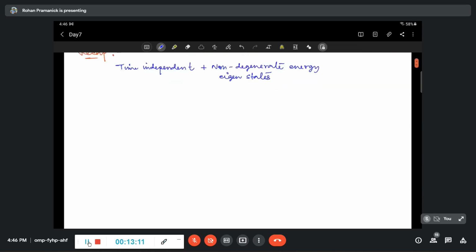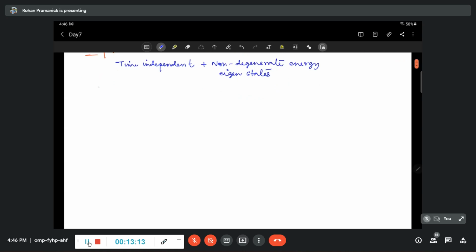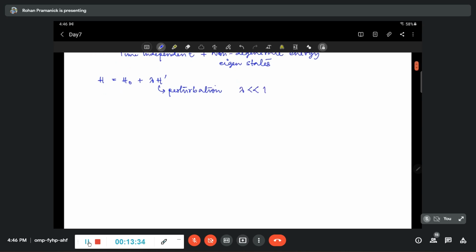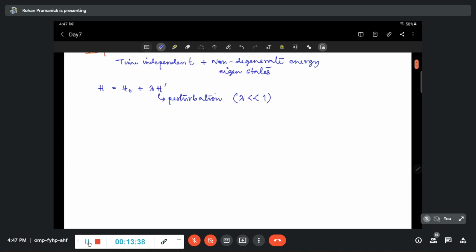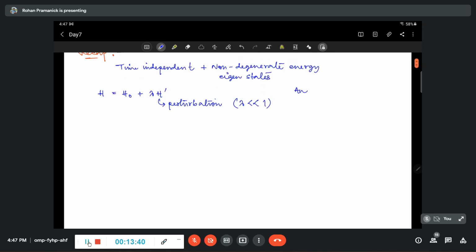Okay, so what we did previously was we considered that the total Hamiltonian is, let's say, H0 plus lambda H prime. So this is the perturbation, and of course, as it is a perturbation, lambda has to be less than 1. It is a very small number. So previously we have the analytical solution.